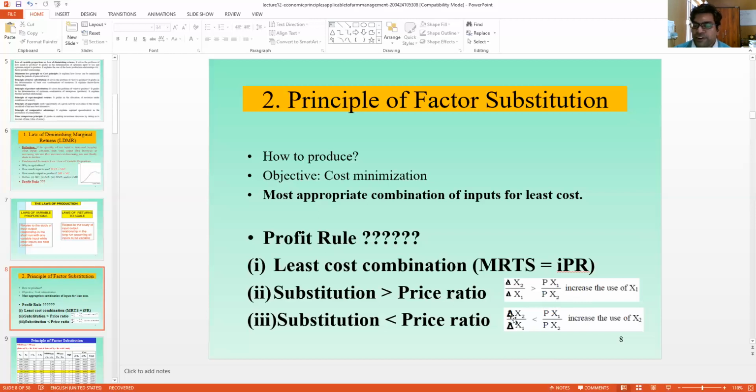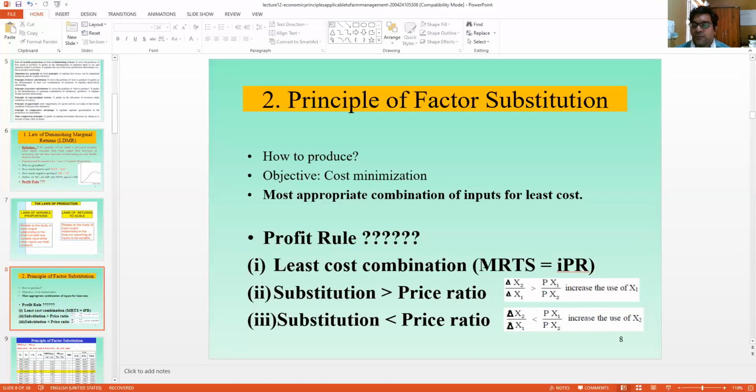Then if delta x2, the change in replaced input, upon delta x1, the change in added input, is less than the price of input x1 upon the price of input x2, then increase the use of x2. Are you able to follow this?